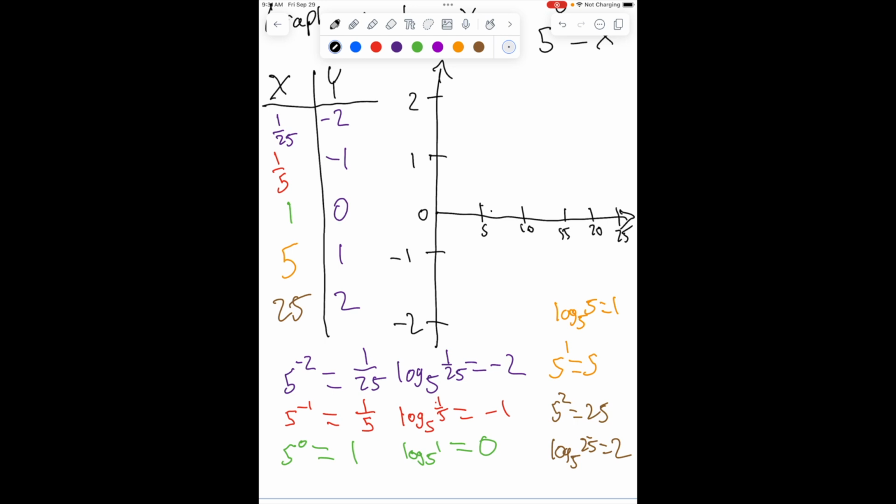So my first term, x is 1/25. That's going to be very, very close to 0. And its y value is negative 2. So that's going to be all the way down here. Logarithms actually are going to create an asymptote, as we'll see, because when I go to x is 1/5, that's a little bit further out, but still not very far on our graph. y is equal to negative 1.